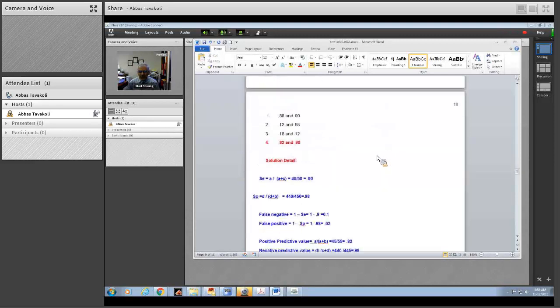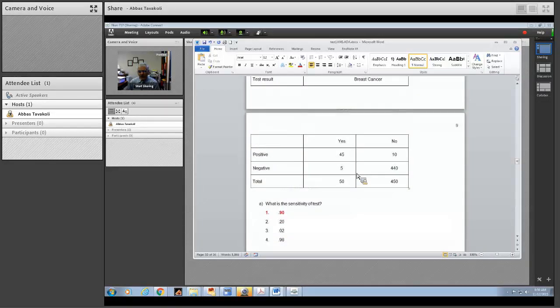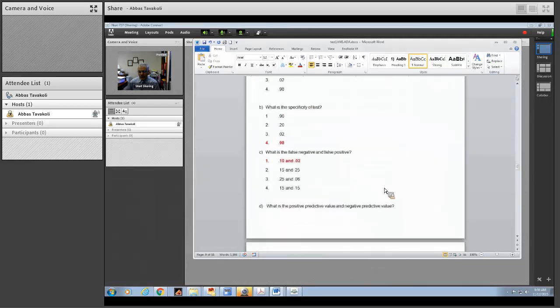And then from there, using the formula for sensitivity, A over A plus C is 45 over 50, which is 0.90. Specificity is D over D plus B, which is 440 over 450, is 0.98. Again, this is your A, this is your B, C, and D. So adding up that would be 450.